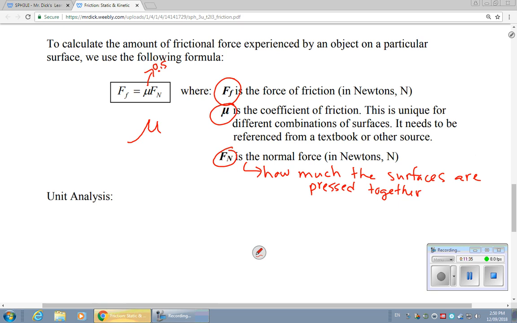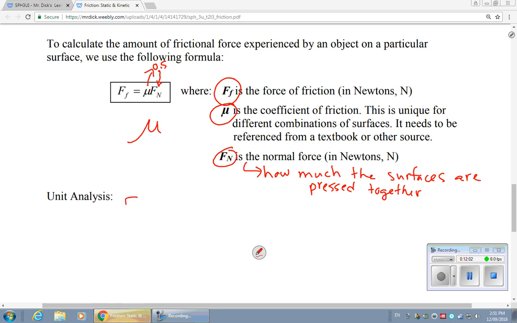Because when I take 0.5 and I multiply it by my normal force, I'll get something that's exactly half of my normal force. So that value for mu, again, really just gives you some idea of what percentage or what fraction of the normal force will equal your frictional force. A final thing we can do then is just look at how we analyze these units and do a little analysis there.